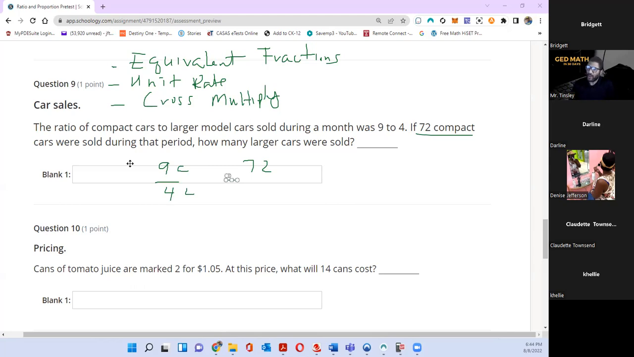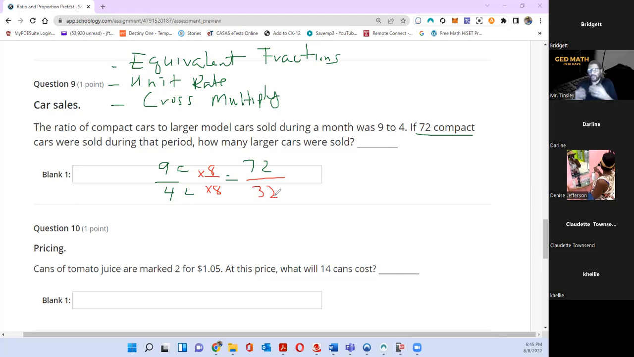Watch this. What do I have to multiply 9 by to get 72? 8. Whatever I do to the top, I do to the bottom. What's 4 times 8? 32. Stop playing. I'm already done.